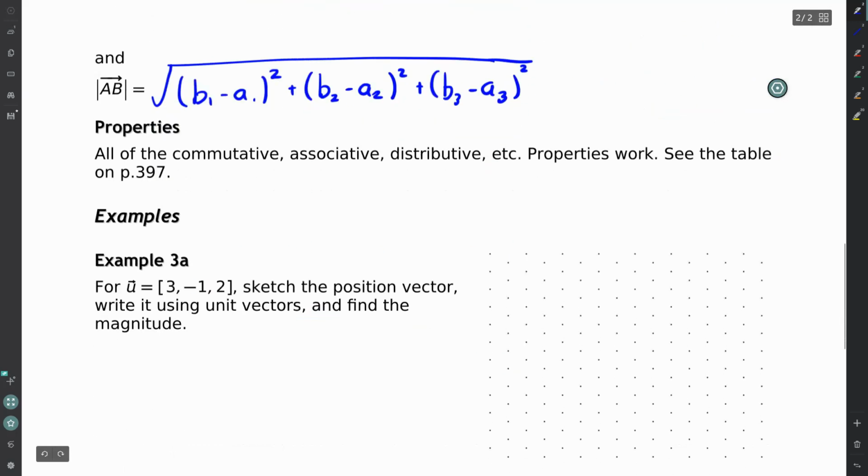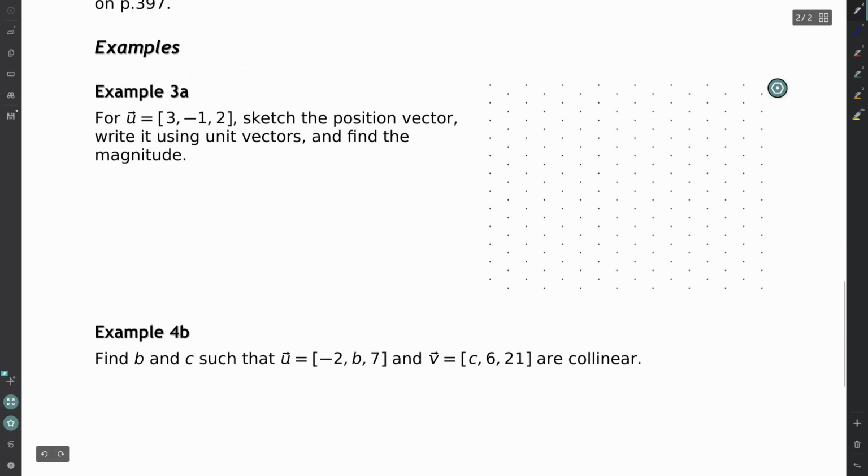Now there are no surprises when it comes to actually doing arithmetic. All of the regular properties of addition, subtraction, etc., they all just work. So you can check out the table on page 397 to see some examples of how the commutative, associative, distributive properties, and so on work. Let's go through some examples here of actually using these vector properties.